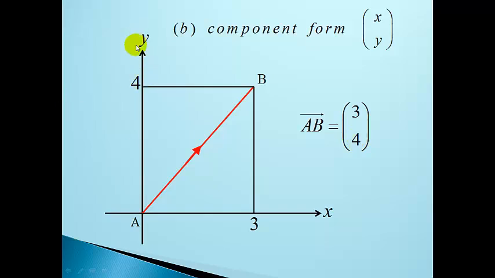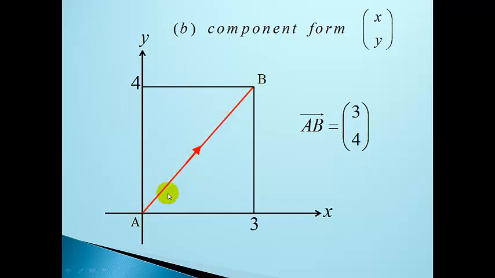So when we consider this diagram, we have the y-axis, we have the x-axis. From vector AB equals 3, 4, the x coordinate is 3, so we have 3 on the x-axis. And the y coordinate is 4, so we have 4 on the y-axis. Where 4 and the 3 meet, that's our point B. So we have the distance from A to B.